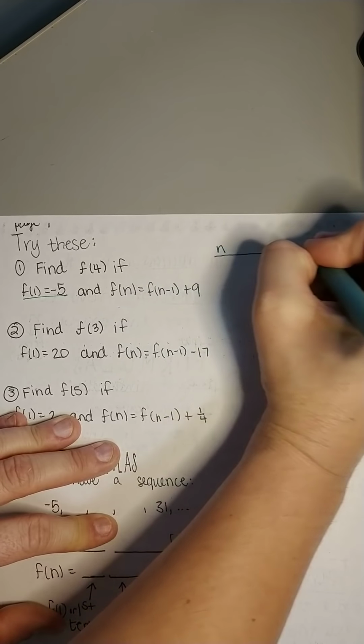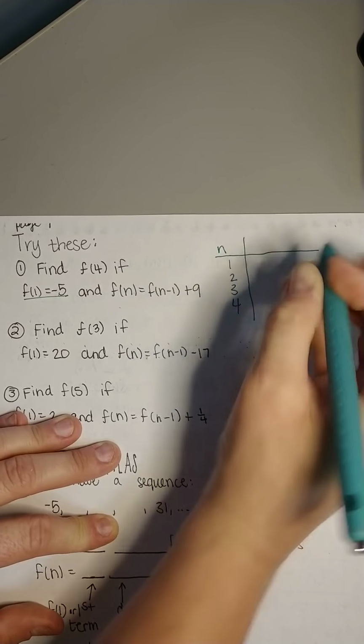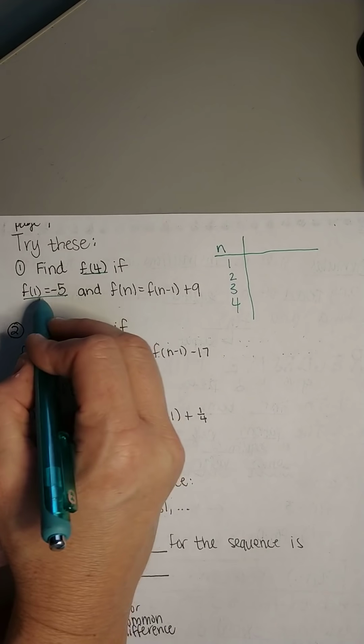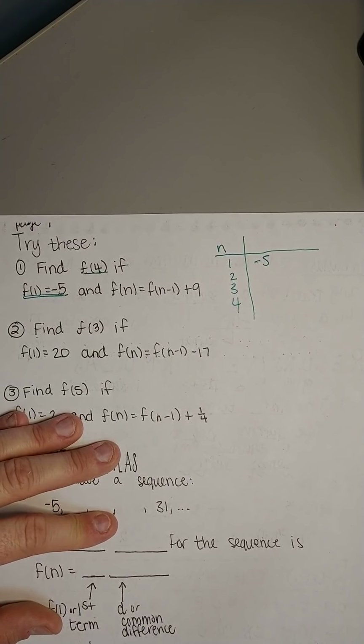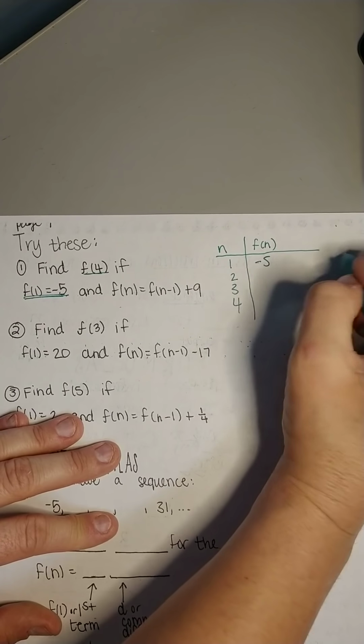Here's my term number. Let's make a table: 1, 2, 3, 4. I'm looking for term 4. Term number 1 is -5. And we'll call this f of n because that's our output. Let's do some work over here.